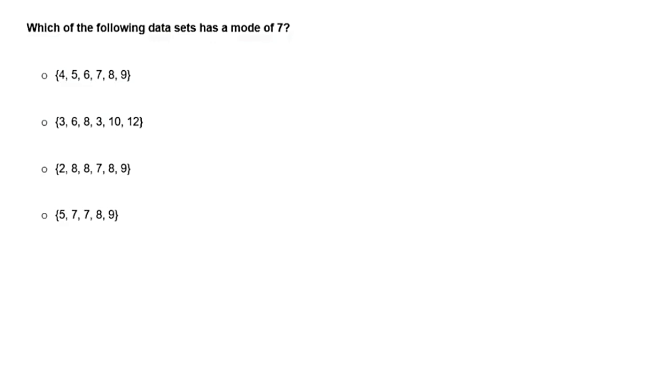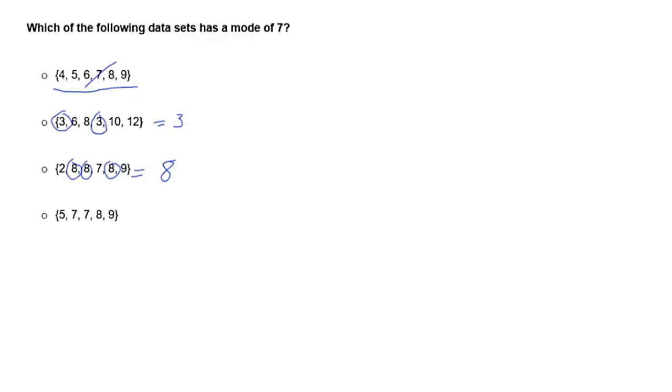In this first set, each of the individual numbers only appears one time. So 7 is definitely not the mode because it doesn't appear with the greatest frequency. In this second set of numbers, we can see that 3 appears twice, and all of the other numbers appear only once. So our mode in this one is 3. So that's not our answer. In this next one, we can see that 8 appears 1, 2, 3 times, and all of the other numbers only appear once. So in this case, 8 is our mode. So that's not our answer.